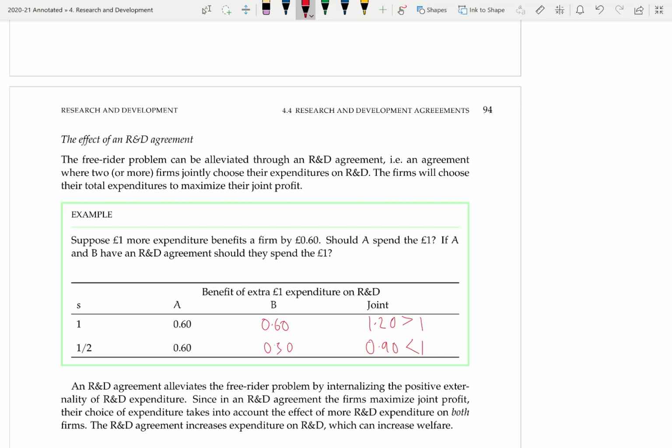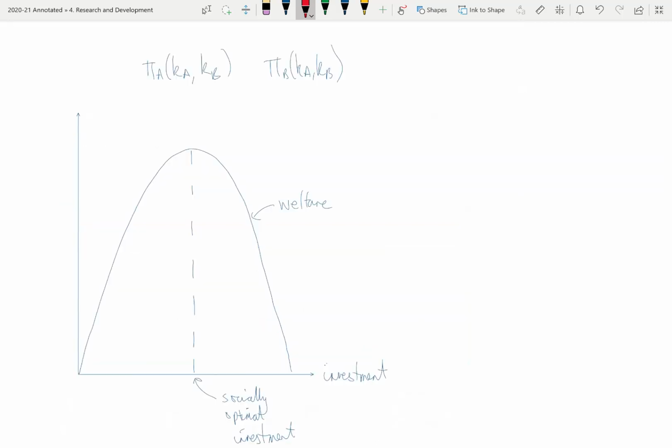So to illustrate this idea in another way, let's use some symbols and a diagram. So here we have the profit functions of the two firms, pi A and pi B, we have their levels of investment, Ka and Kb. So how do the profit functions depend on Ka and Kb? Since there's a cost to investment and there are benefits, it could be that an increase in Ka decreases or increases firm A's profits.